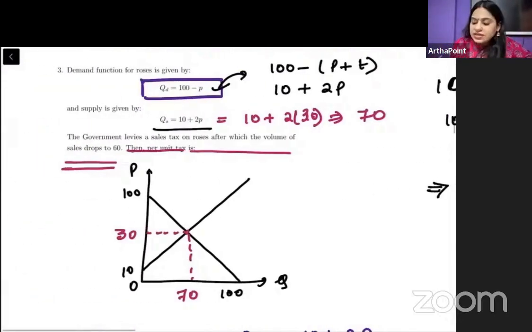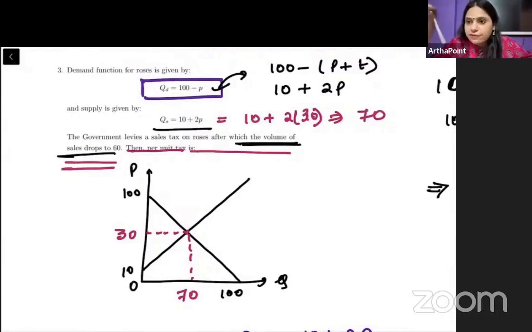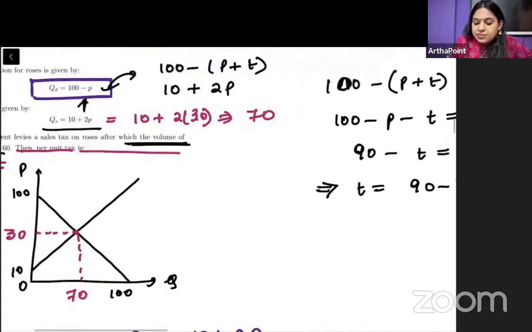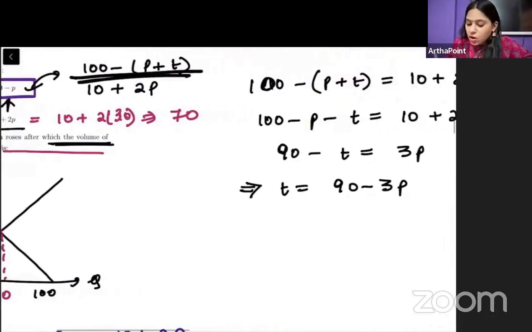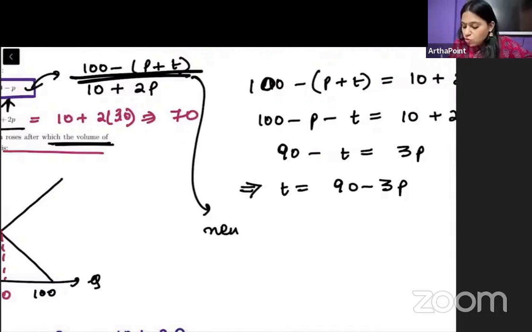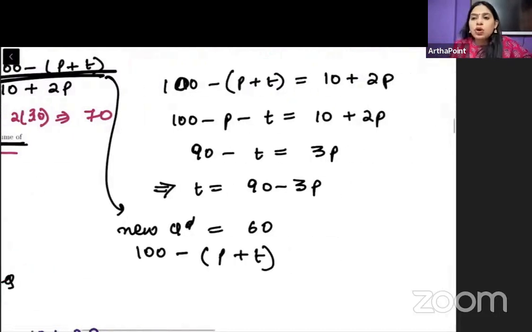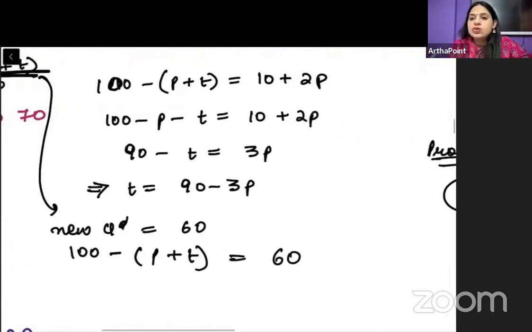Now what is it saying? It is saying that after you go ahead and put this tax, whatever tax we have put, what is going to happen? The volume will drop to 60. So the new quantity demanded should be equal to 60. So I will just say that the new quantity demanded will come down to 60 because now I am putting a tax on them, right? So 100 minus P plus T, the new quantity demanded, should be equal to 60.